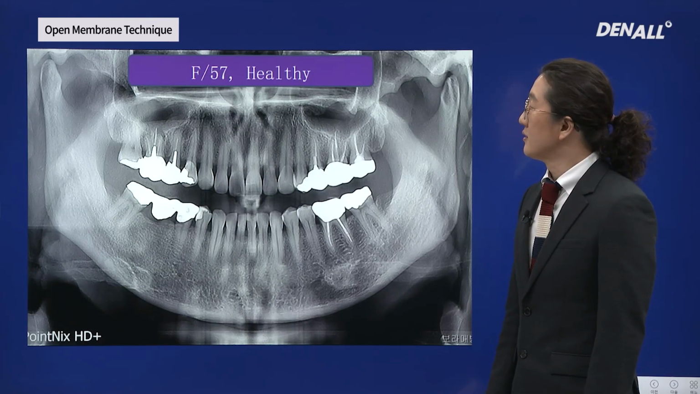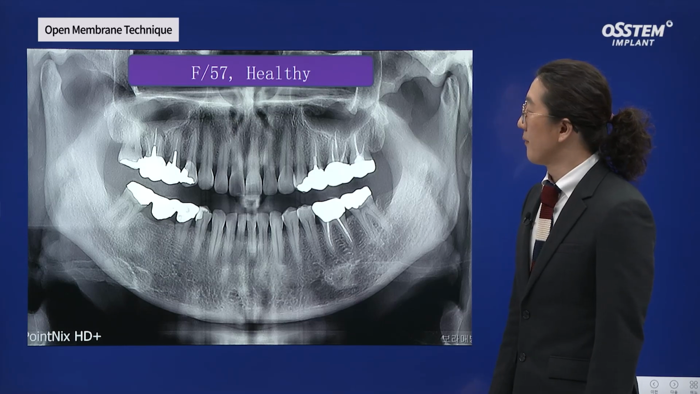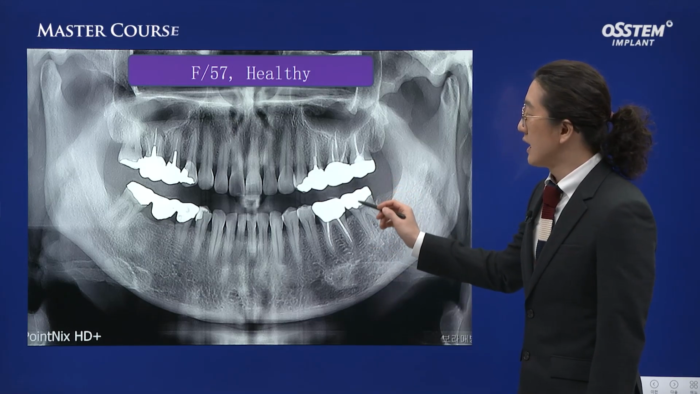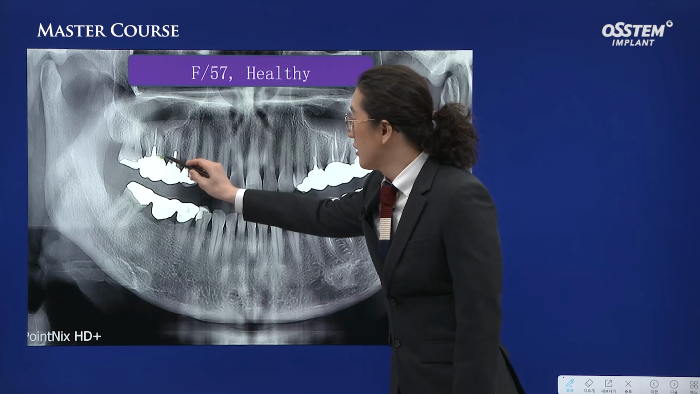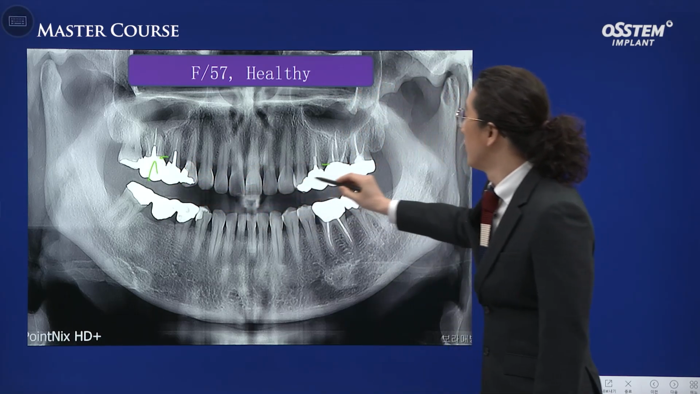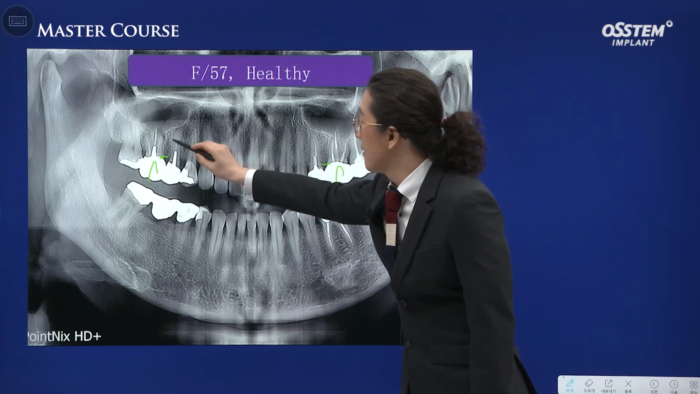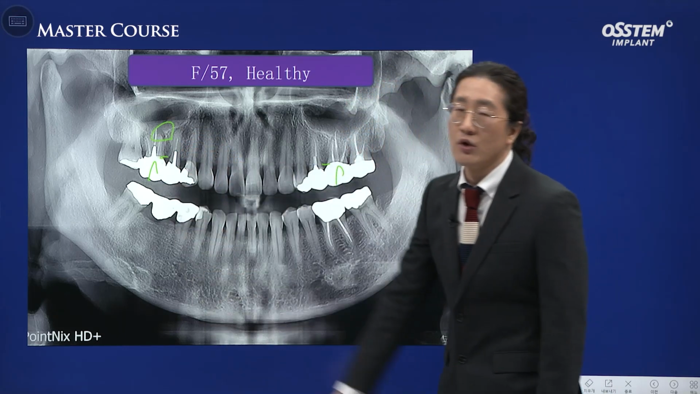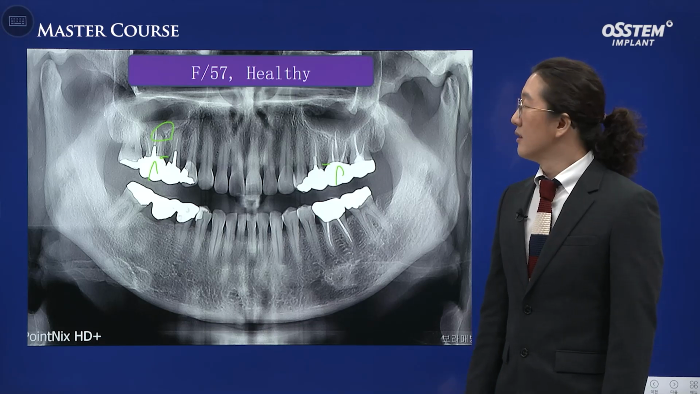This is a different case. This is a 57-year-old female patient. The patient was fairly healthy. It's not clear in the panoramic image, but in number 16 and 27, there were secondary caries, and in number 16, at the periapical side, there's a clear lesion that can be observed.